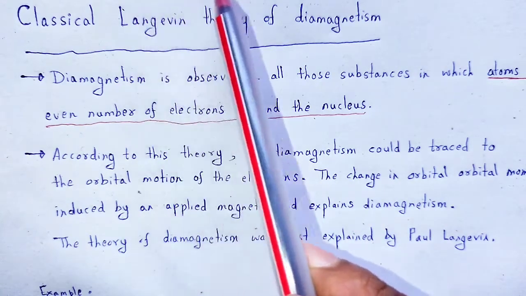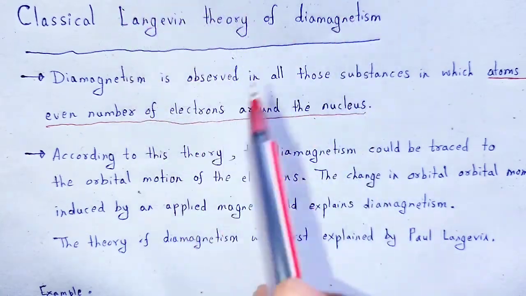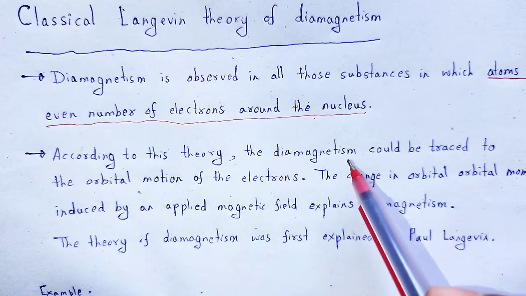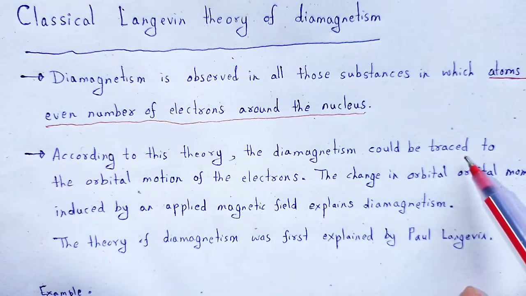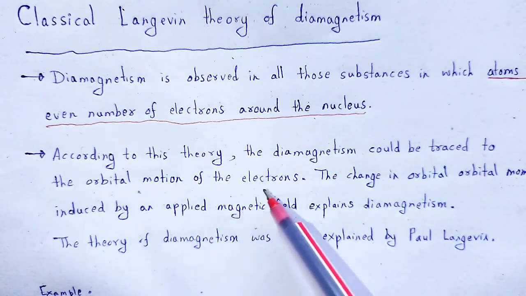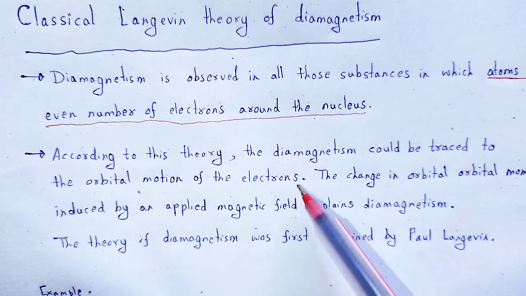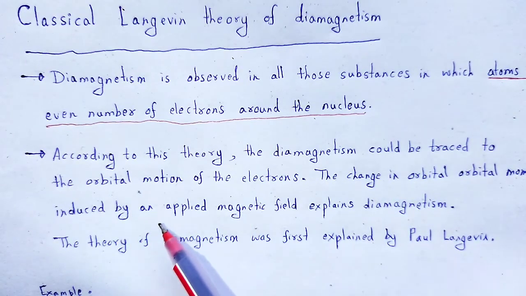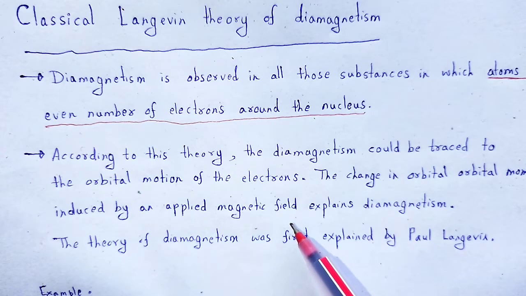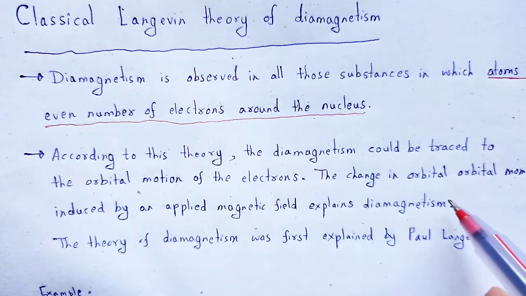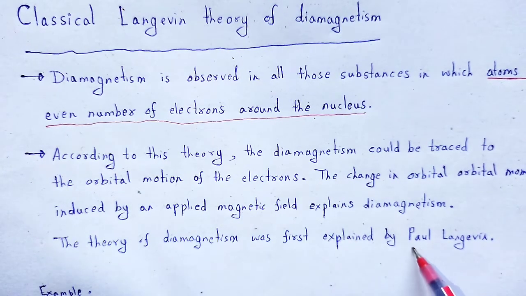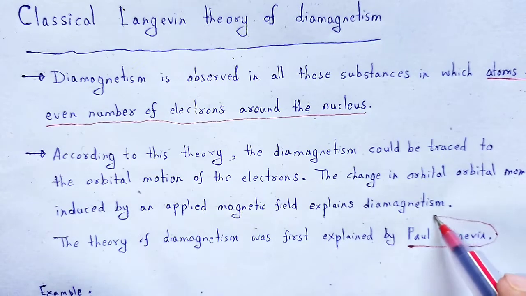According to this theory, diamagnetism could be traced to the orbital motion of the electrons, and the change in that orbital moment induced by an applied magnetic field explains diamagnetism. That theory of diamagnetism was first explained by the scientist Paul Langevin.